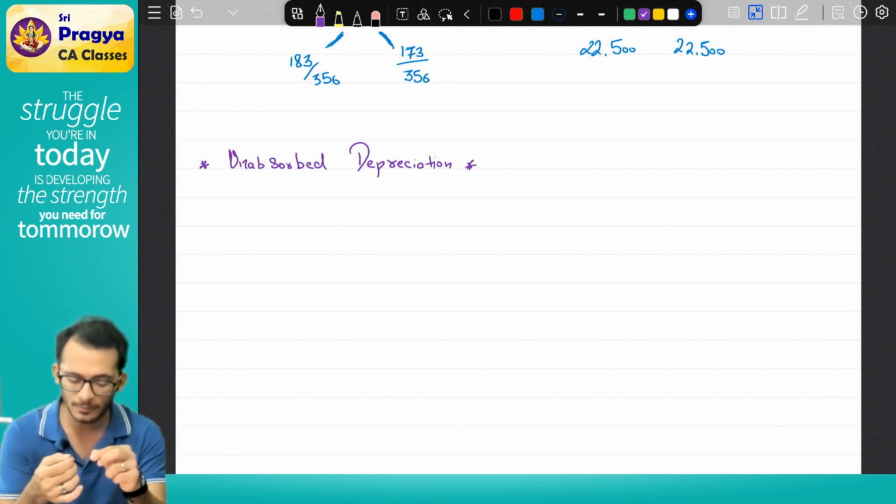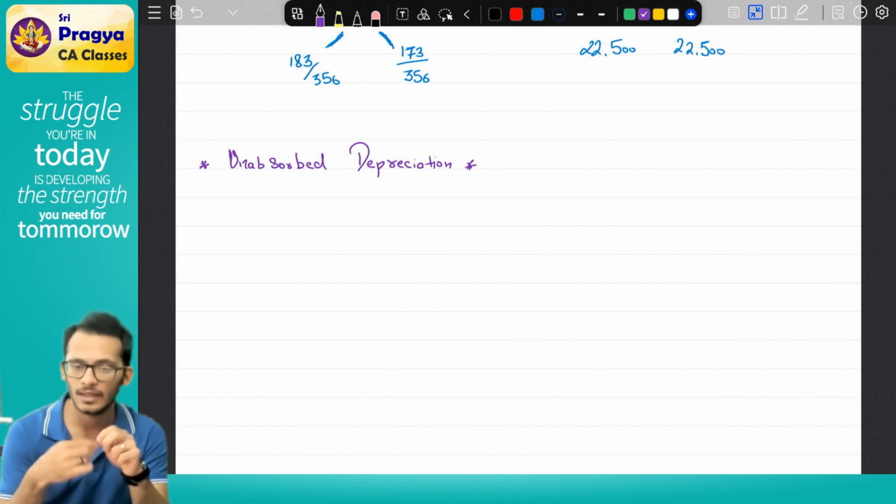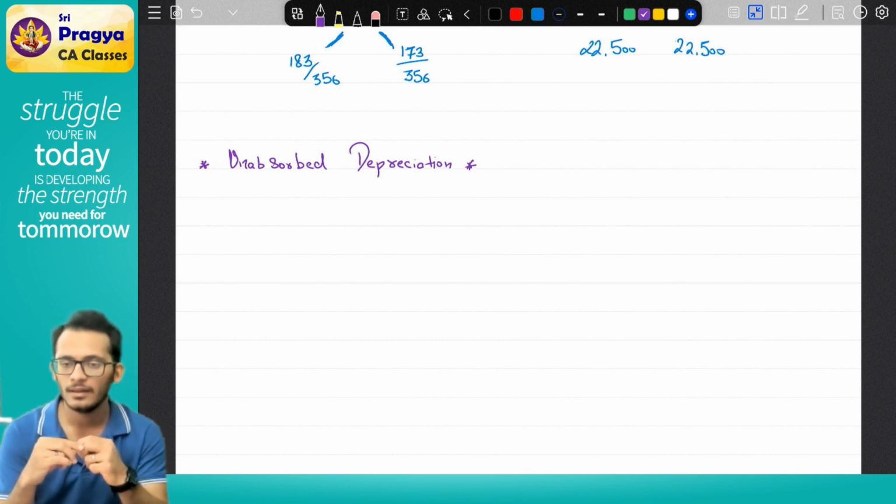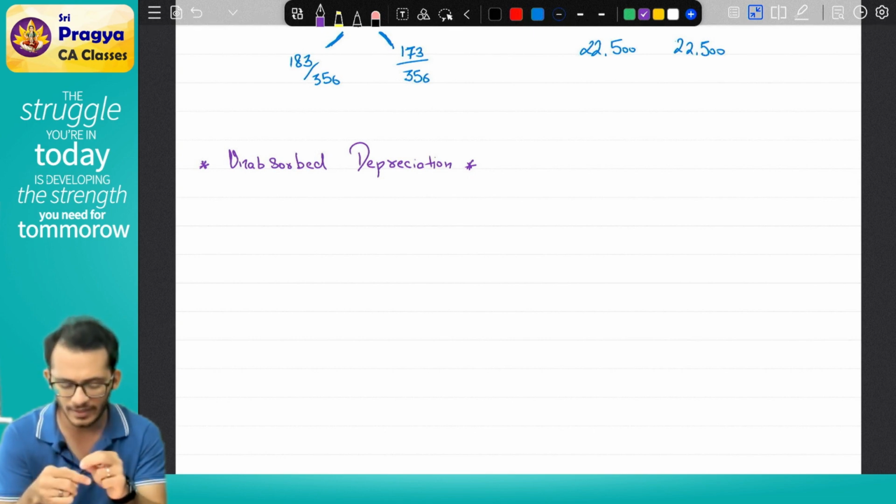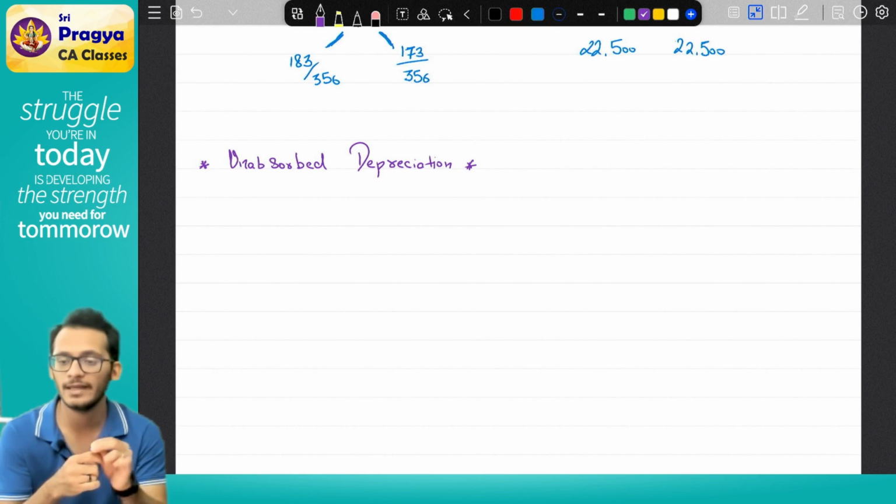But there can be a possibility that the company may in the current year be making losses. If the company in the current year is making losses, do you think that the cost which you are trying to amortize can be borne by the company? It cannot be borne by the company.